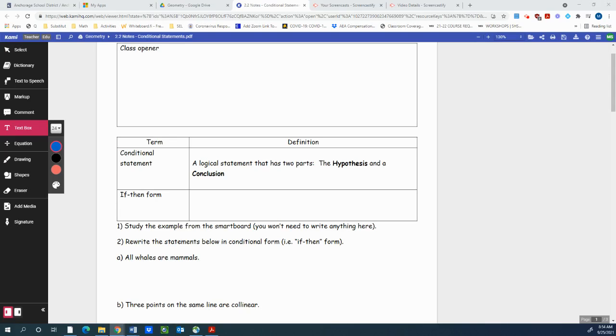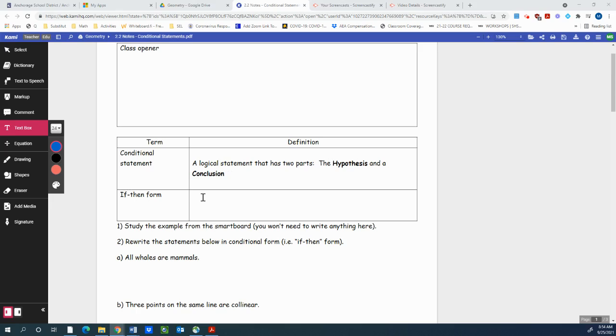All right, so we've come to the official part in the book where we talk about a conditional statement. We've already worked with them a little bit in our two-column proofs. They are simply statements that are written in if-then form. So a conditional statement is a logical statement that has two parts, a hypothesis and a conclusion.